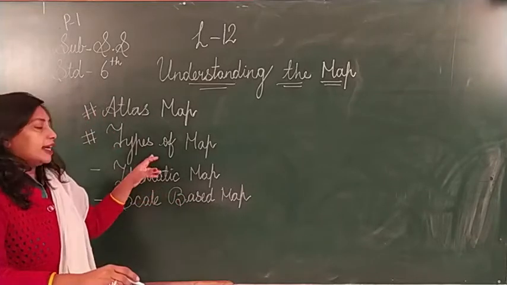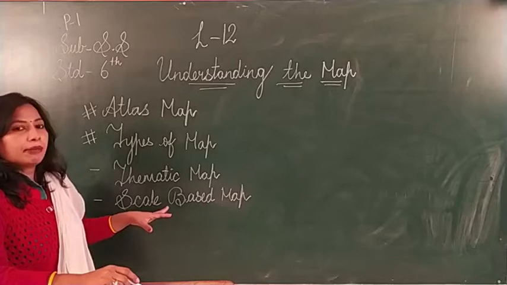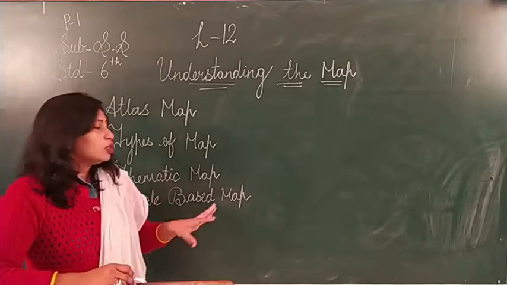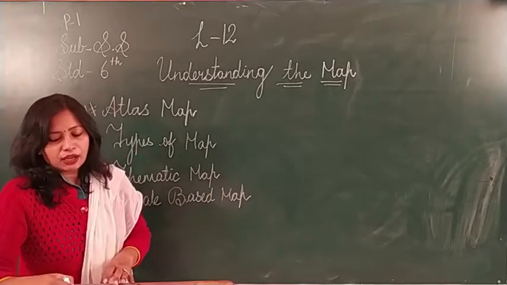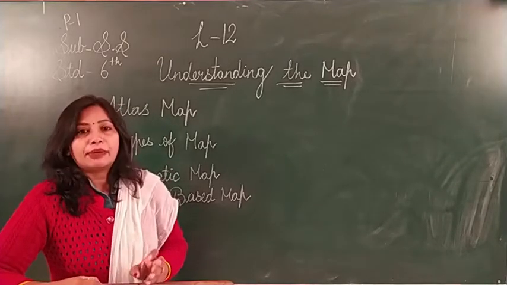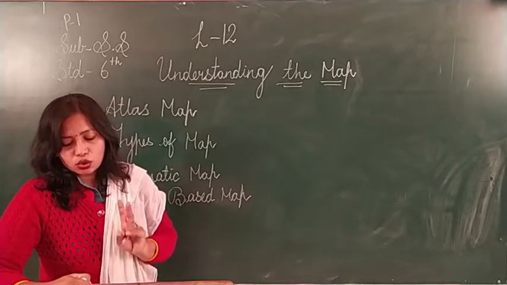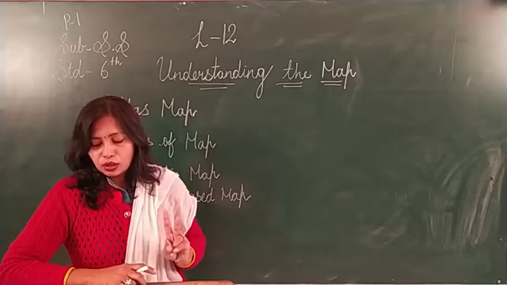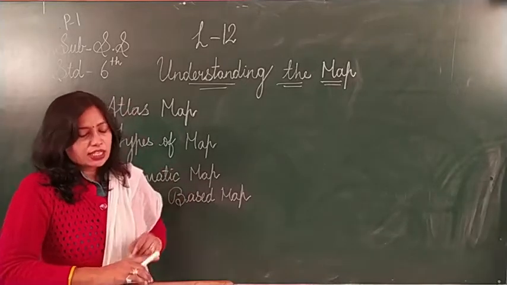Now there are two types of map. I have told you that there are two types of map, which are thematic map and scale based map. So now we will study what is a thematic map. Such type of maps are prepared according to the requirement of necessary details. Thematic maps are categorized in two main sections, based on natural and cultural details.